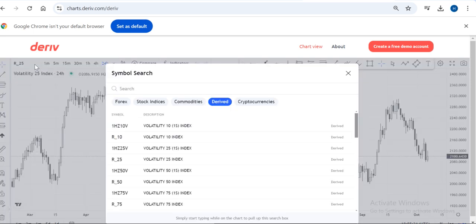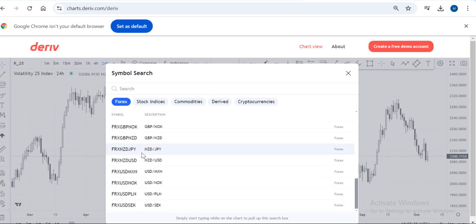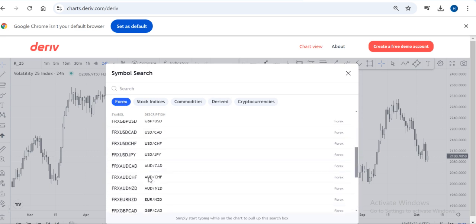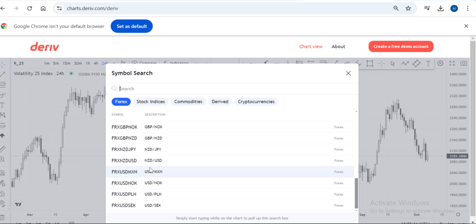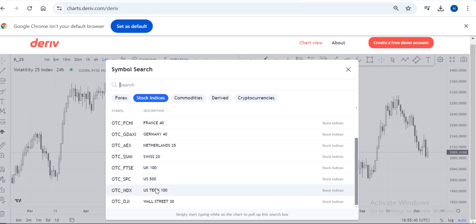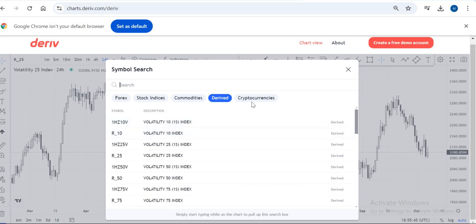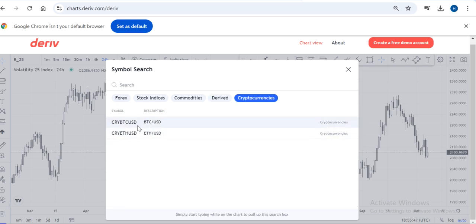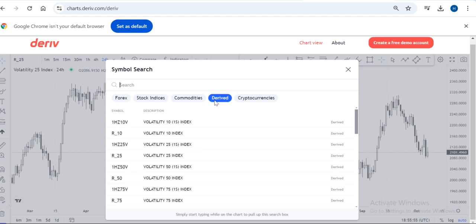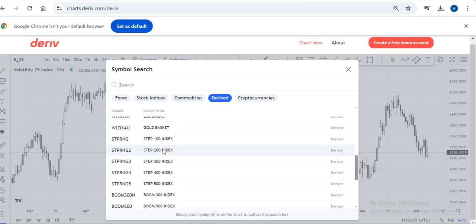Now, what are the pairs it allows? It allows you to trade the currency pairs. Not all the currency pairs, but most of them are listed here. Then most stocks are listed here, S&P 500 and some others. Then we have commodities, derivative pairs, and cryptocurrencies. For cryptocurrency, just two are listed on this platform. So what is the major use of this platform? The major use is for trading these commodities and derivative pairs. Are you with me?